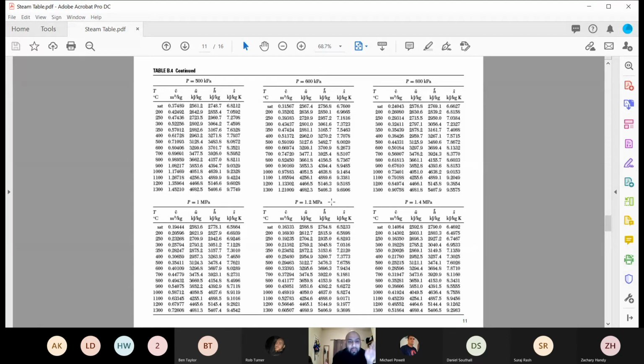Now, I don't need to go on steam tables again, so I'm going to get off this. Do you all understand what I did so far? Okay, so I don't need to use any more tables now because I've got a range. I'm going to work out what the exact number is in between. So this is how you do it.